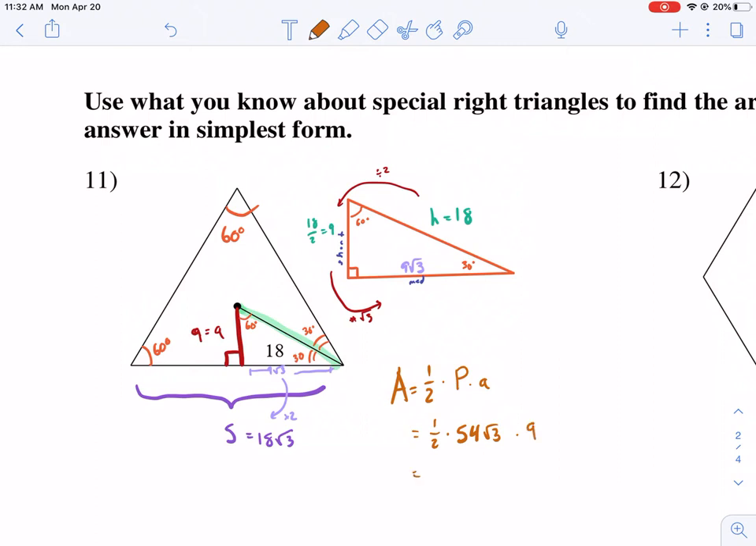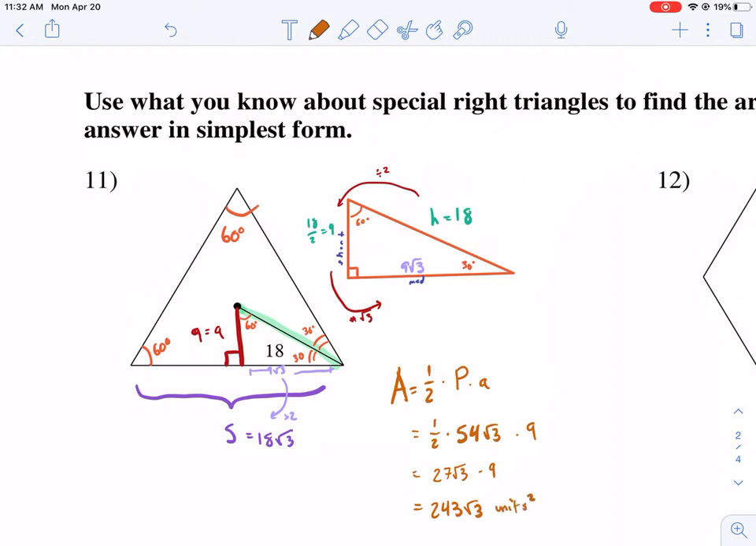The first thing I would do is 1/2 times 54, because I know that's 27 radical 3, and then multiply that by 9. So I do 27 times 9. That gives me 243 radical 3. That's units squared.